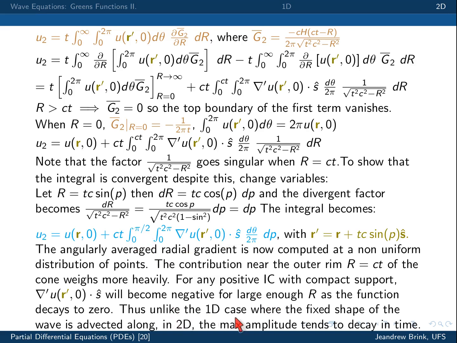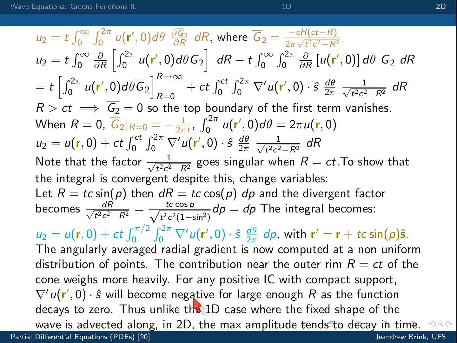So at some point this thing actually detracts and it actually decreases the value of the function. So unlike the one-dimensional case where you had this sort of fixed shape that was maintained and the amplitude over time remained roughly constant, in two dimensions the amplitude tends to decay away. And this is something you see if you look at waves on a sheet. You make the initial amplitude in the middle and then it sort of runs away in rings. And you'll see this when you try and evaluate this integral in a problem set as well.